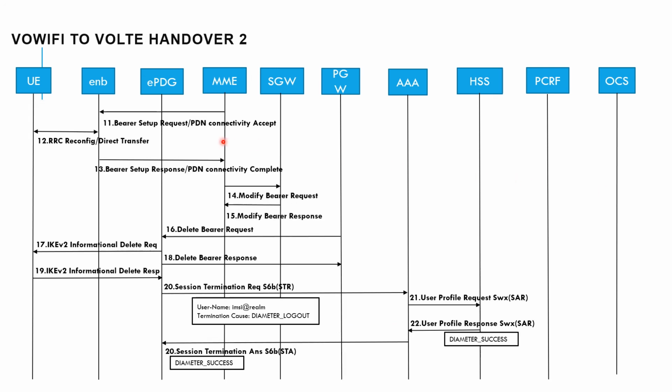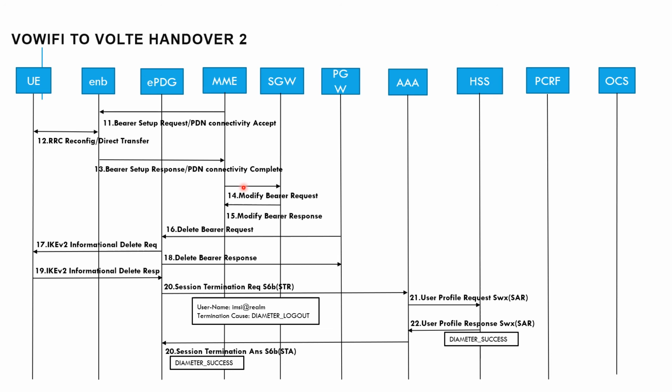Now the MME has to set up a bearer with the eNodeB, and also it has to send back the PDN connectivity accept in response to the request that has come from the UE. So the MME sends a PDN connectivity accept and also the bearer setup request to the eNodeB. The eNodeB now has to do the RRC reconfiguration with the UE for setting up a radio connection for this particular dedicated bearer. Then the eNodeB sends a bearer setup response to the MME. Now the PDN connectivity is complete.